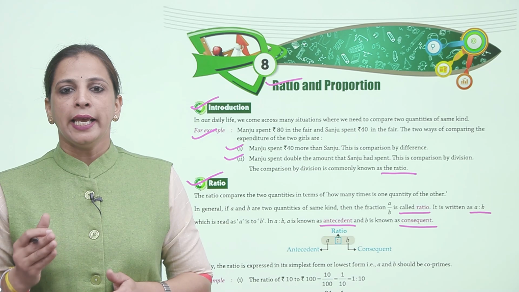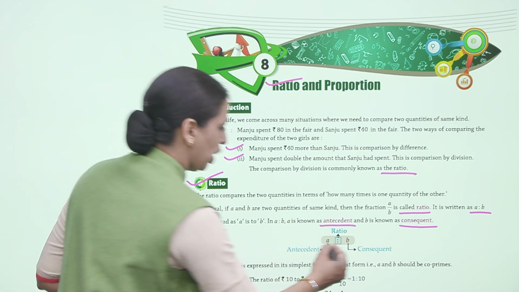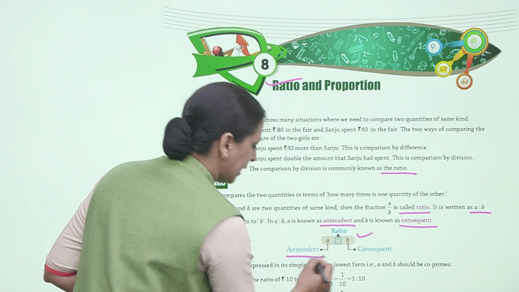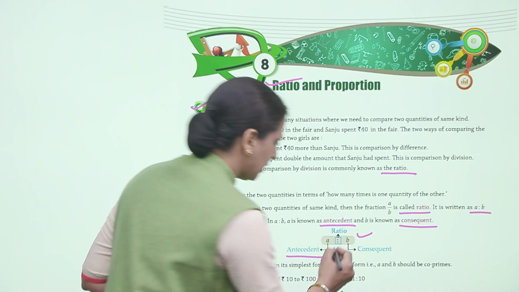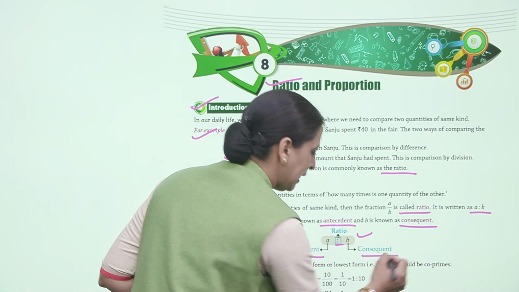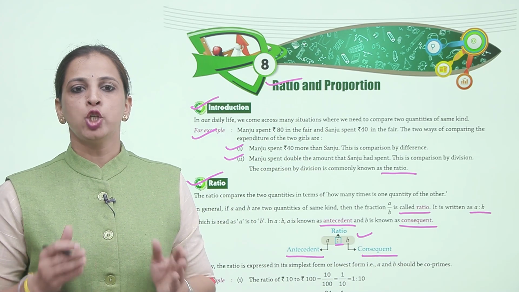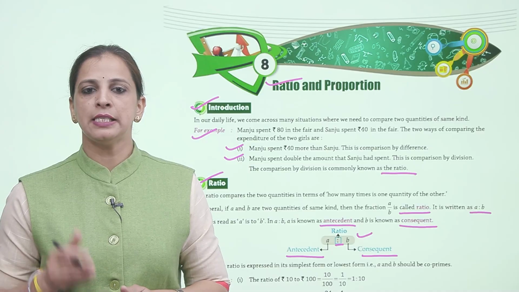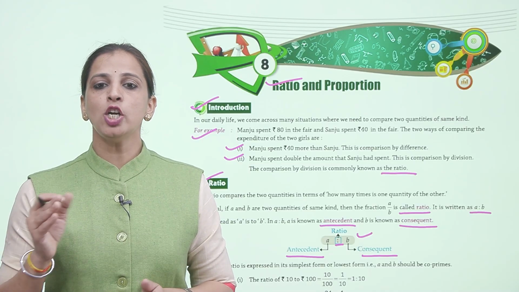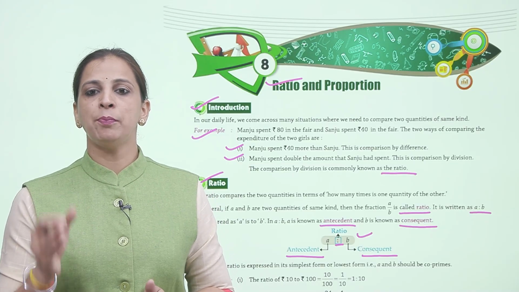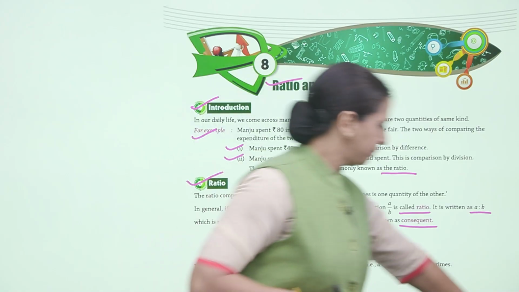So, A ratio B. A is the antecedent and this is the ratio, and B is the consequent. Usually the ratio is expressed in its simplest form or lowest form, that is, A and B should be co-primes.